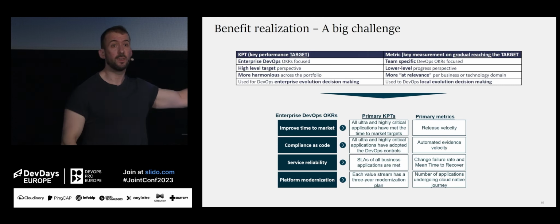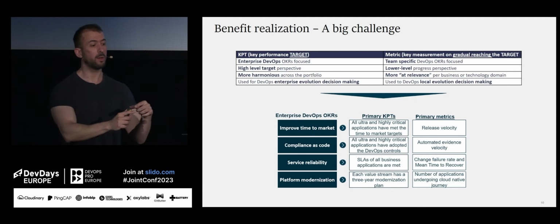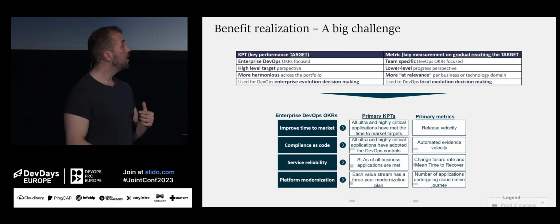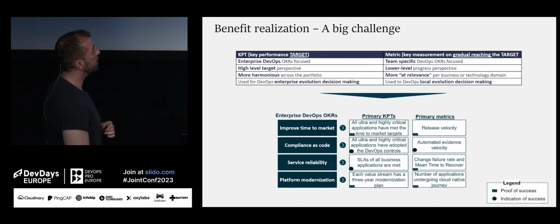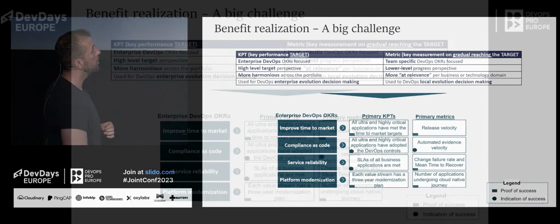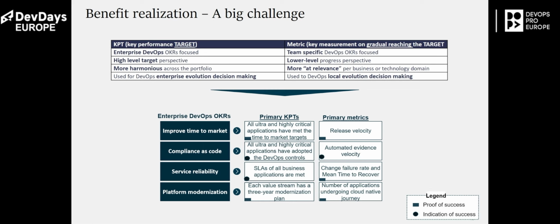Now there's a trick in here, actually. And I talked about indicators before. It's been hidden down there. It says the rectangle is proof of success. The circle is indication of success. So you have to be very careful in here that not all of them are necessarily proof of success. Some are just an indication.